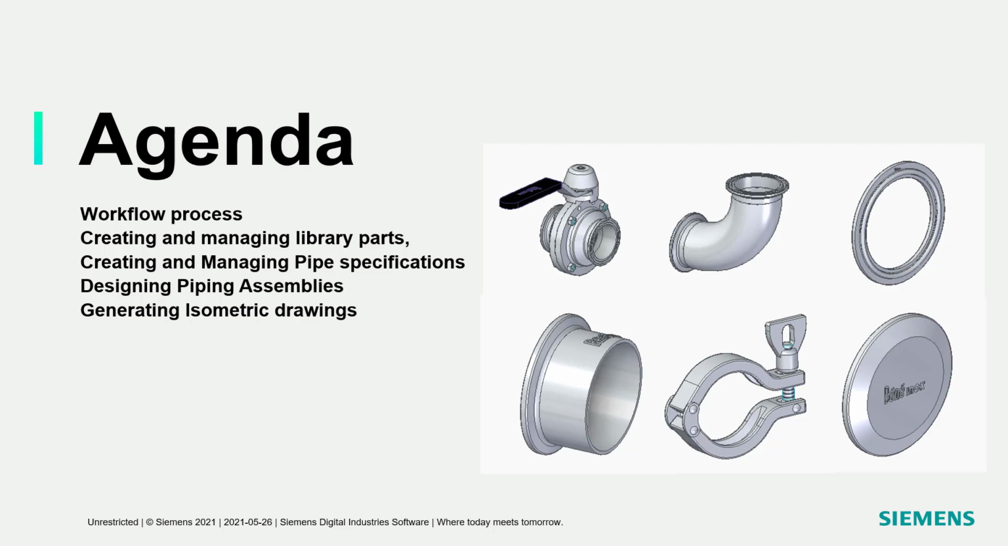Then we will see how we can make use of library parts and pipe specifications for designing piping assemblies, followed by isometric drawing creation. We will show what information has to be defined on the standard parts, and then how the solution makes reuse of the knowledge we placed on the library parts and pipe specifications in building pipe assemblies and isometric drawings.